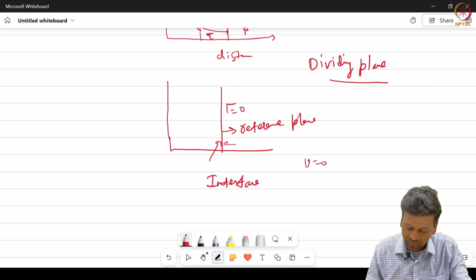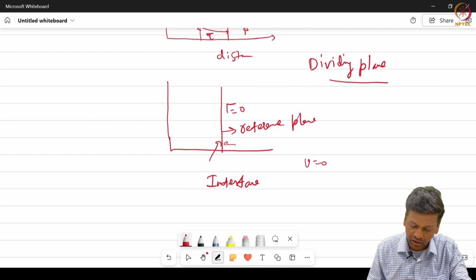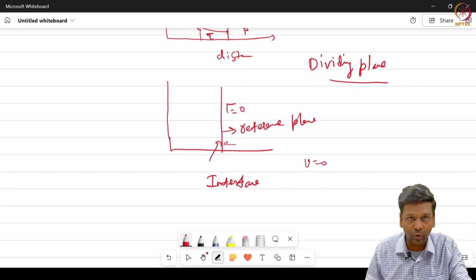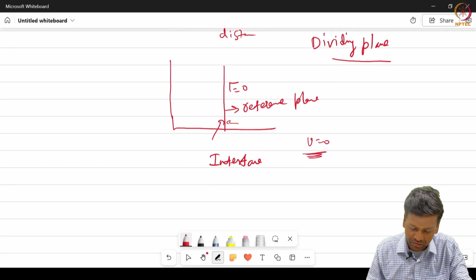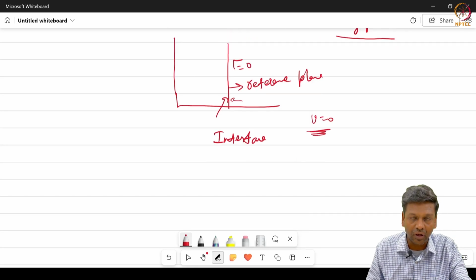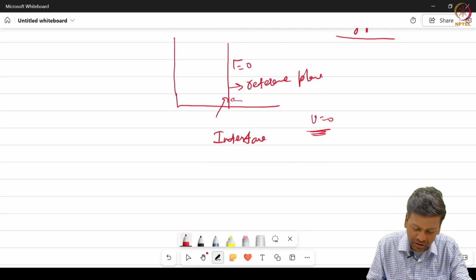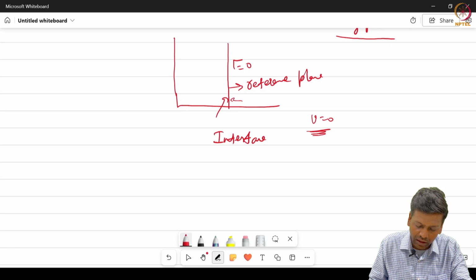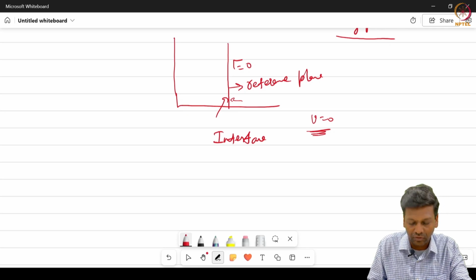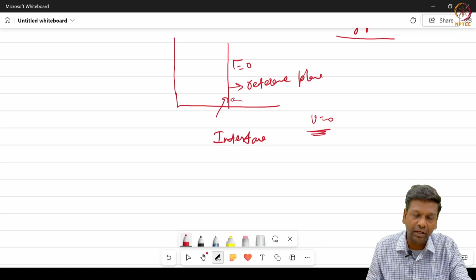So one can refer to that plane as a reference plane with no volume. It occupies no volume, right? So this is the Gibbs dividing plane. It is also called the reference plane. This you can locate and name it as x naught. So x naught is the distance, right? x naught is the reference plane, okay.